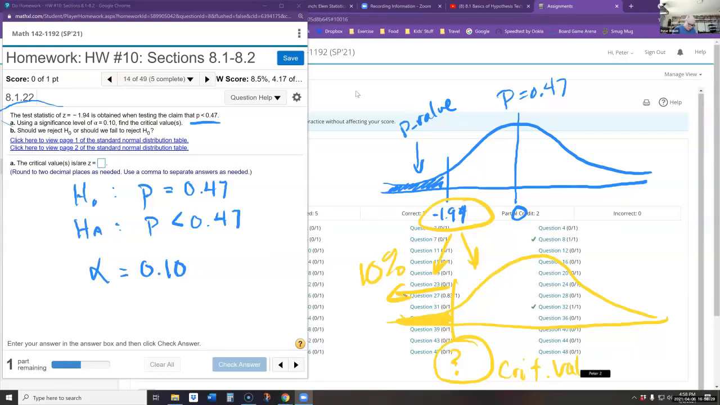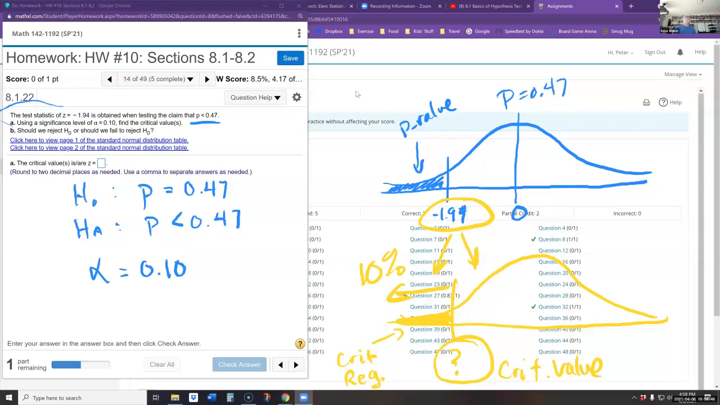And this region over here is called the critical region, the region of the critical value. Now, in this case, we know the critical region has an area of 10% because that's our significance level. So that's the idea of what we're doing here. To do this problem is pretty straightforward.